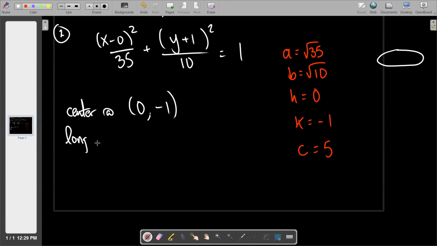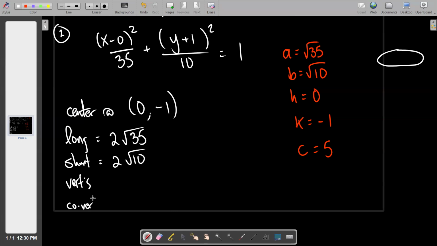Long axis is equal to what? Perfect. 2 root 35. And then the short axis is equal to 2 root 10. Good math. And that leaves us with the undesirable part: the vertices, the co-vertices, and the foci.